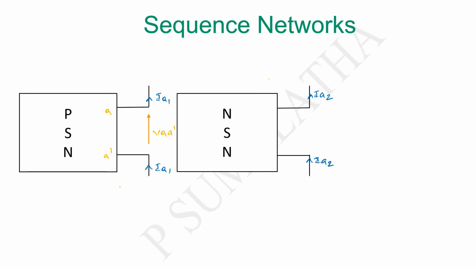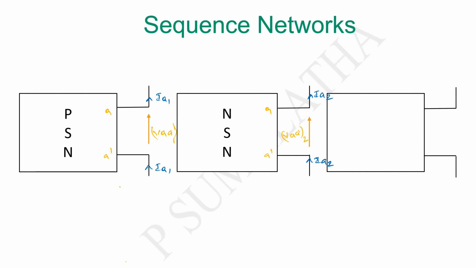We are representing all the sequence networks with respect to phase A itself. So let us consider A dash. The negative sequence voltage can be written as VA dash of the negative sequence. Here also you can represent VA dash of the positive sequence. Now coming to the zero sequence network, this is the zero sequence current, and this is VA dash of the zero sequence component.